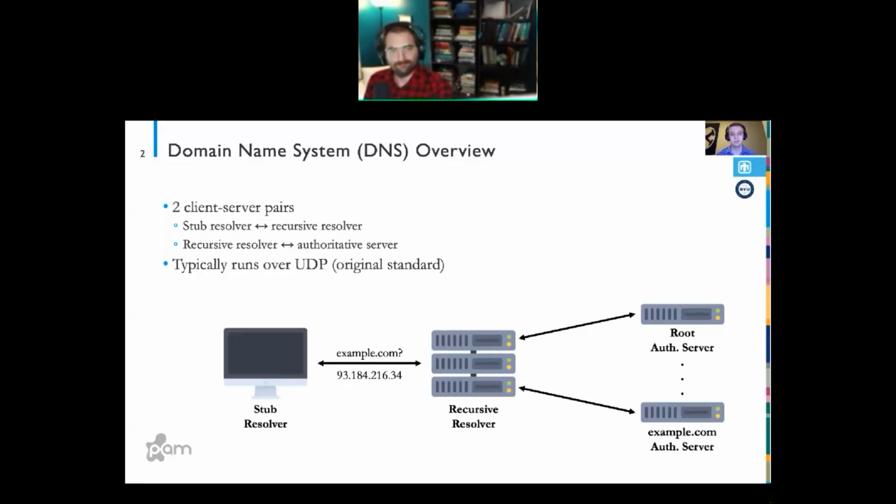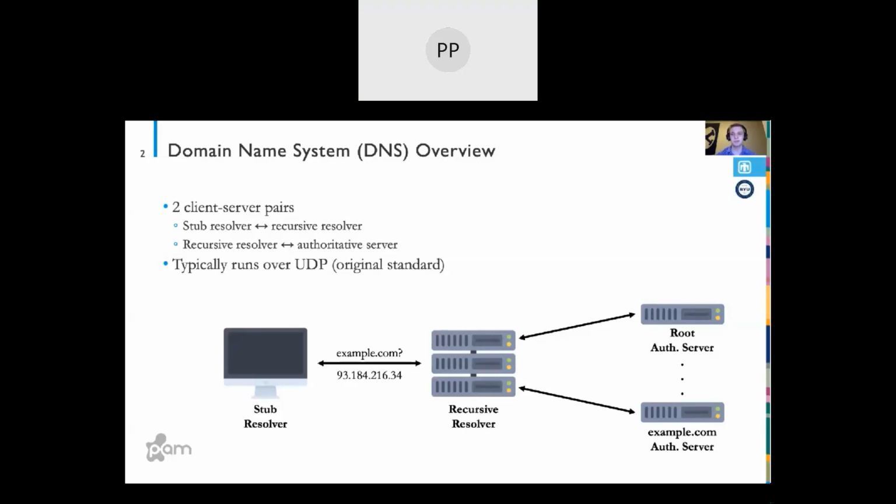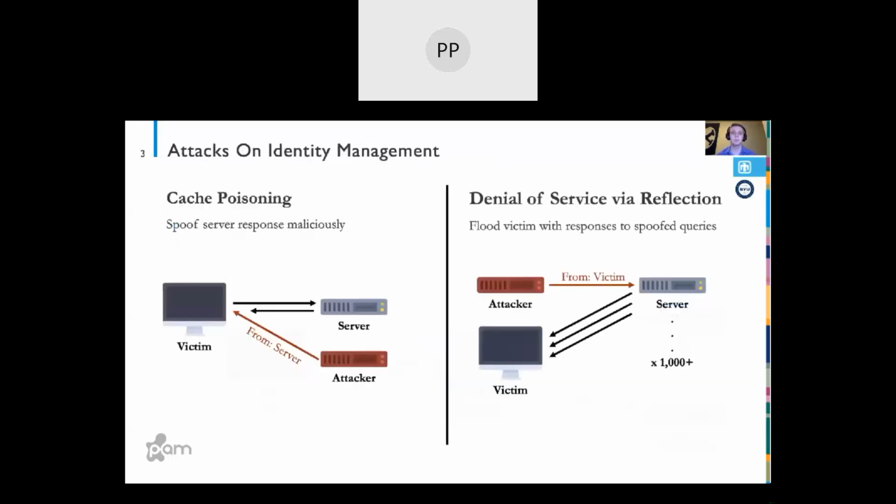So one thing to note here is that this creates two separate client and server pairs. And most queries and responses are using UDP for transport. So UDP is fast, but it's also connectionless. And because UDP is connectionless, there's no mechanism to verify identity. So this creates two different attacks.